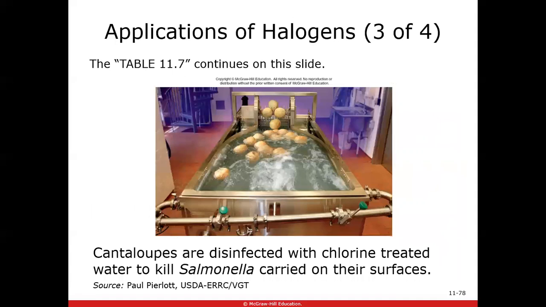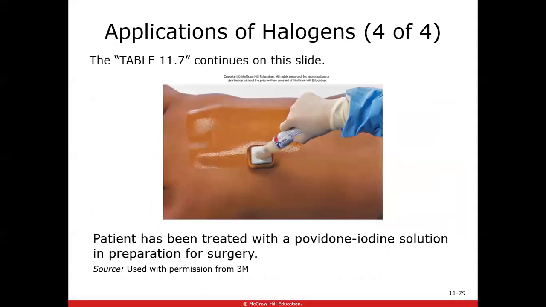Okay. All right. And so here you see the cantaloupes are disinfected with chlorine treated water, which kills salmonella on their surfaces. A lot of vegetables and fruits, they use chlorine to clean them. Iodine: this is a patient being treated with povidone iodine solution in preparation for surgery.